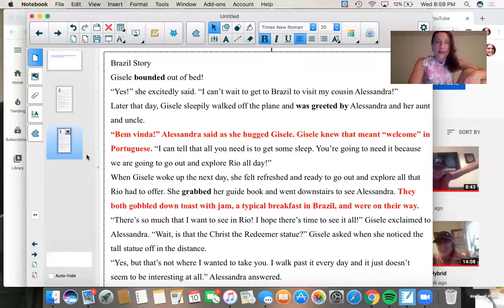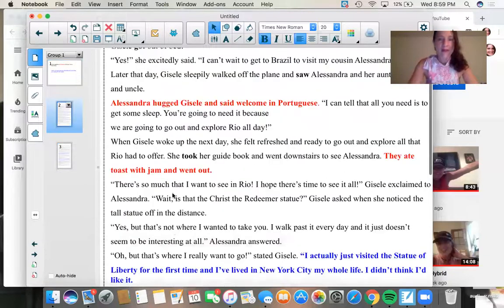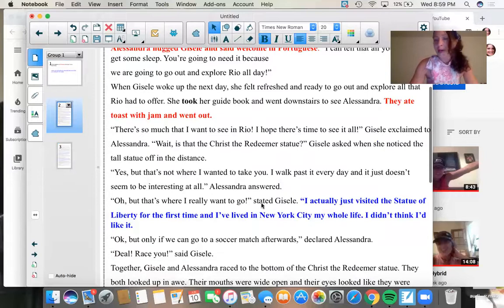Another thing that your author may have considered was to add in strong sentences that elaborate and clarify the writing for the reader. So how can I add strong sentences that elaborate on what I want to say? All right, so let me go back to this. This is what your writer might have said.